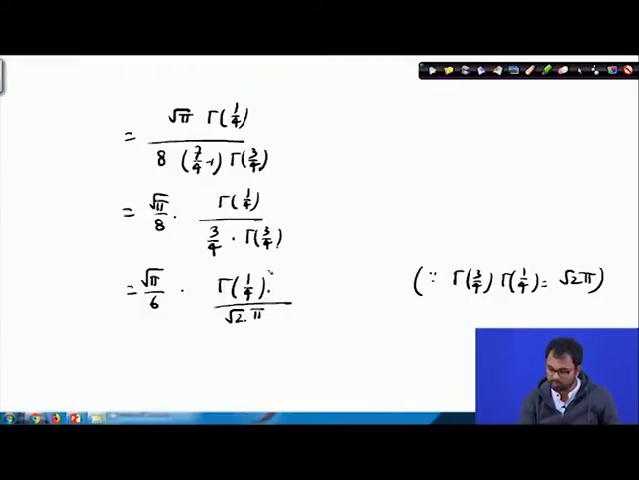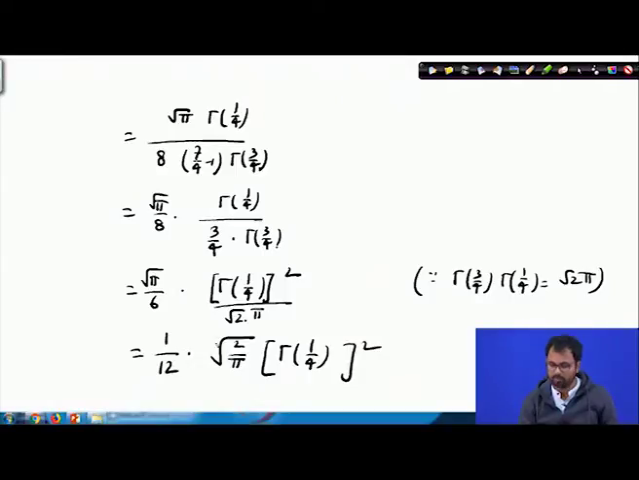So, that will go at the numerator, and then this whole thing will turn into a square. So, we will basically have square root of 2. So, we will basically have this here, and this will turn into 1 by 12 times square root of 2 by pi times gamma 1 by 4 whole square. So, this is what we needed to prove. It is just some algebraic calculation which you can do by yourself.